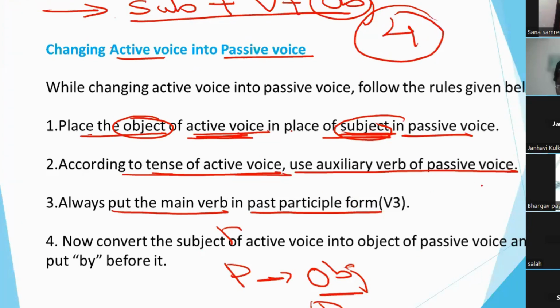We have 3 forms of verbs, right? V1, V2, V3. For example, eat, ate, eaten, right? These are the 3 forms of verbs, right? So, what is rule number 3 saying?